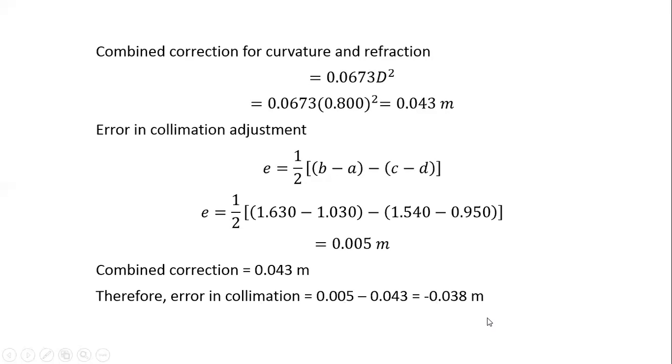So this is all about these problems based on reciprocal leveling. I hope that you understand these problems, and you just go through the video several times. And if you have any difficulty, you can ask me on WhatsApp or just mail me on my mail ID.